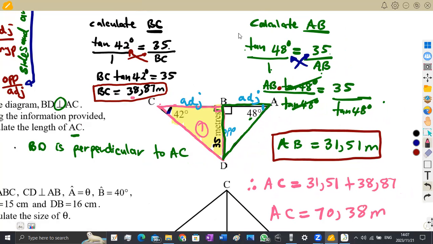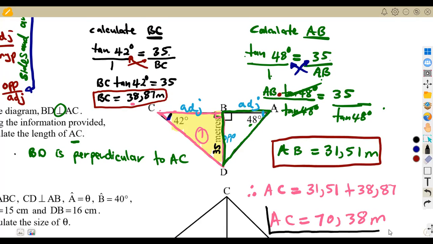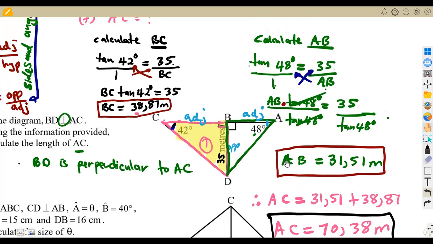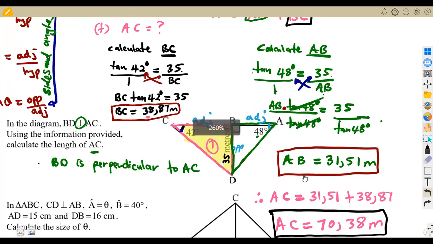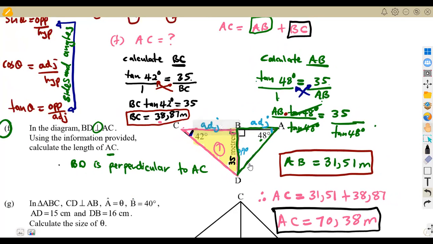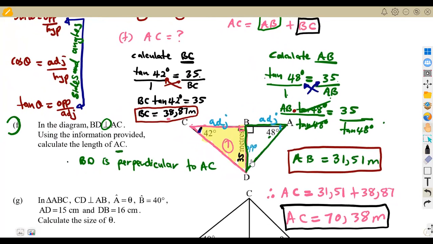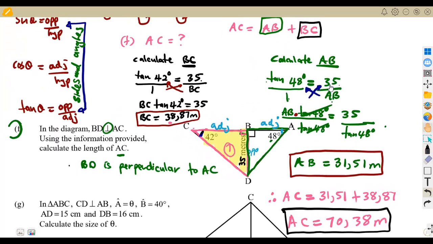So that is how we could have calculated the whole of the side AC using this information. What is important is that you are supposed to work with your right angle triangle. Like I said in our previous class, we can use a right angle triangle to calculate unknown sides and also to calculate unknown angles.